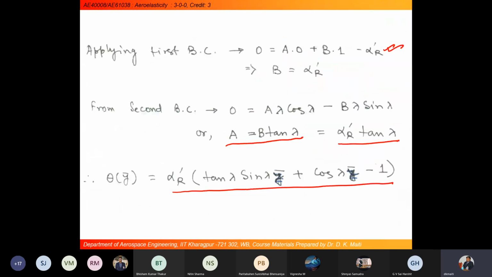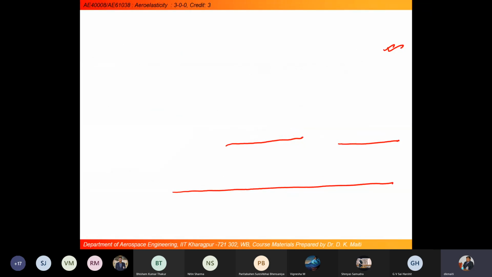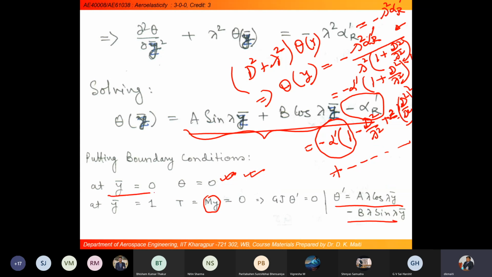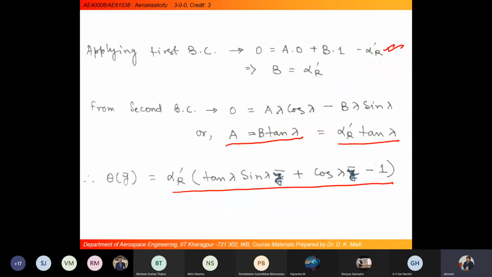I have to substitute them here. When I take y bar equal to 0 and substitute in this expression, this will become 0, this will become 1 minus alpha r prime, right-hand side equal to 0. So alpha r prime is b; b is the integration constant, and I am able to express it in terms of alpha r prime.